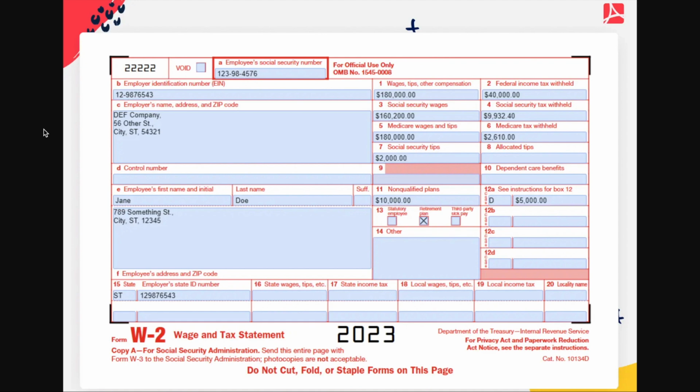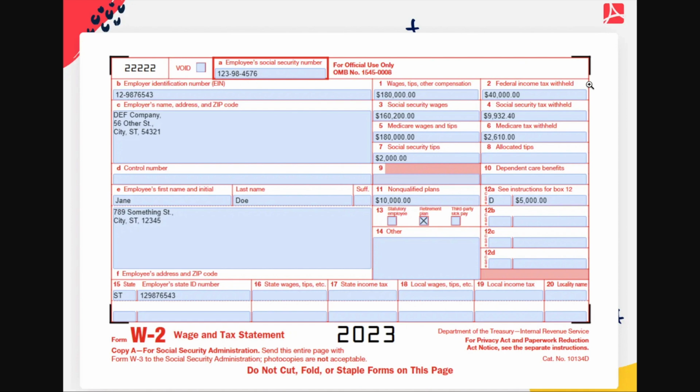So this is your first section where you have all the personal and employer information. In section 2, you will see wages, tips, and other compensation. So let's get into box 1. Box 1 shows your total taxable wages, tips, and other compensation. This is the amount you will report as your income when filing taxes. In this example, it is $180,000.